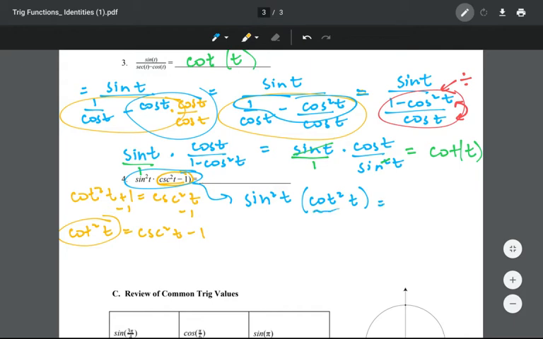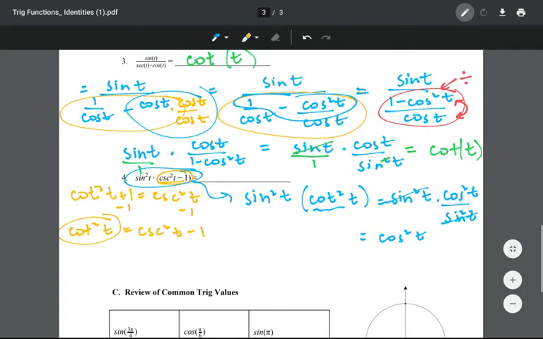Let's go ahead and put this in terms of sines and cosines. So I've got sine squared t times cosine squared t over sine squared t. I left an n off there. Cancel your sine squareds and you get cosine squared t, and that is our answer.